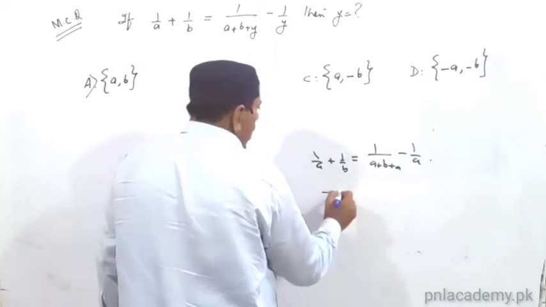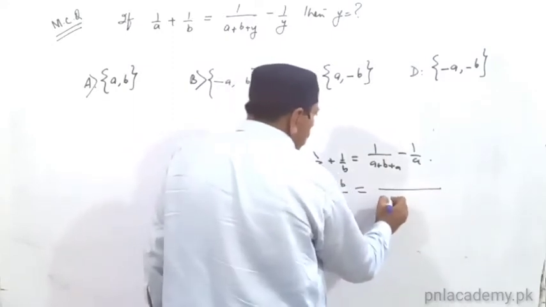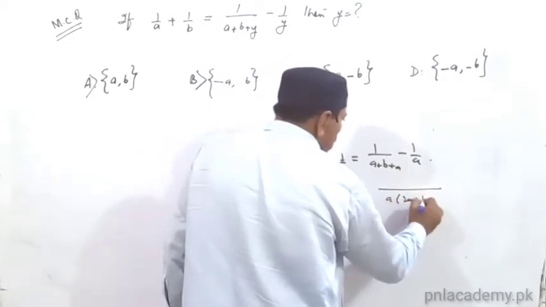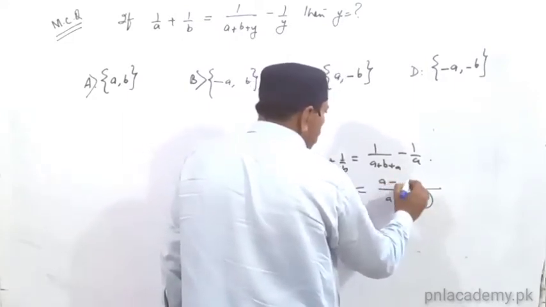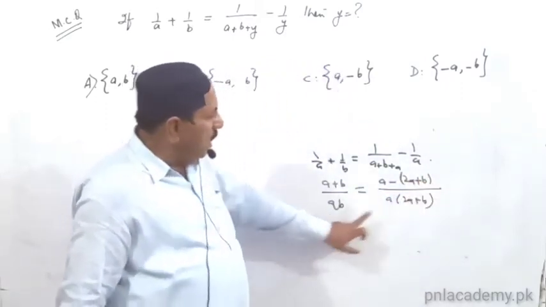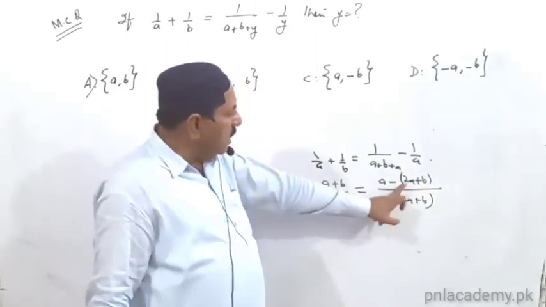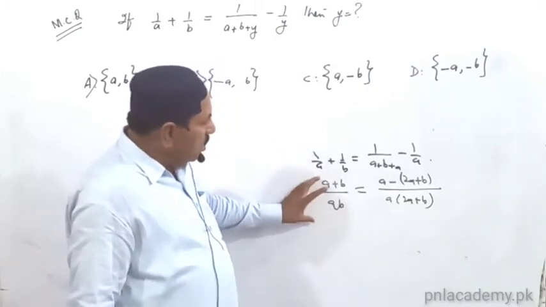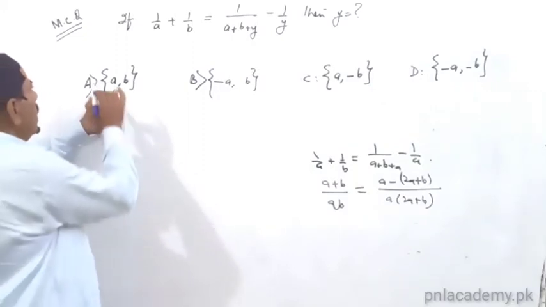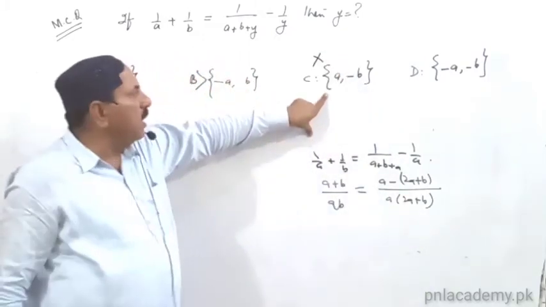So the LCM is ab. This will be a plus b upon ab, and on the other side, the LCM gives a into 2a plus b, a minus 2a minus b, this will be minus a minus b. So both sides are not equal to each other, which means a is not correct. If a is not correct, then this option will also be not correct, because here a is also involved.